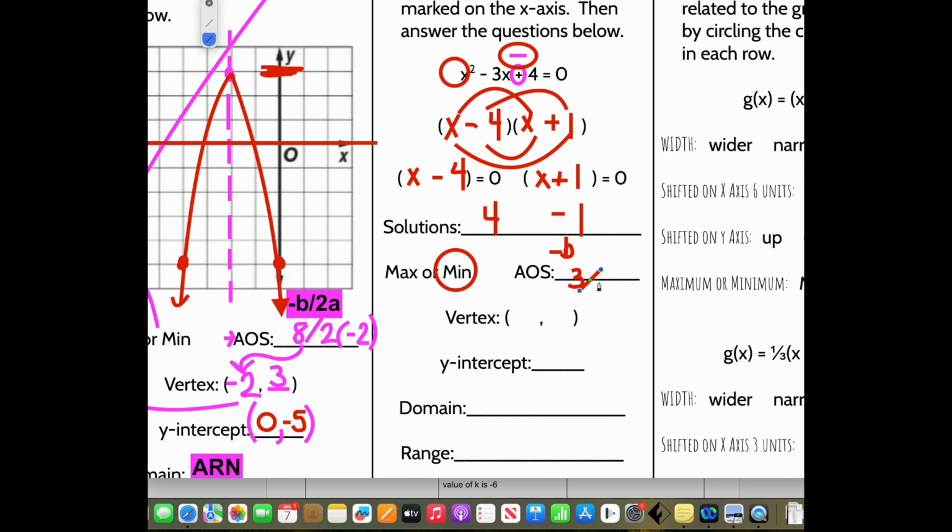So 2 times 1 is 2. And several of you had questions about that because you were wondering, can we have a fraction? Yeah, we absolutely can. So just make sure that when you're doing that, you're paying attention. This 3/2 is our axis of symmetry.